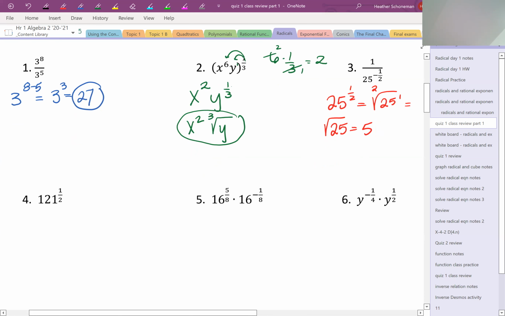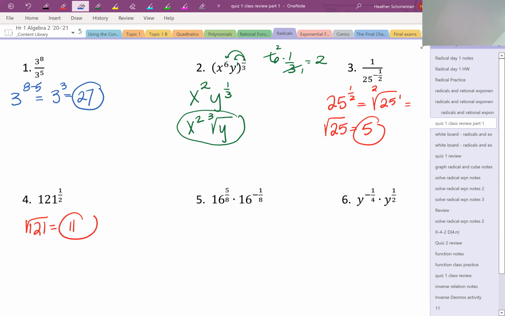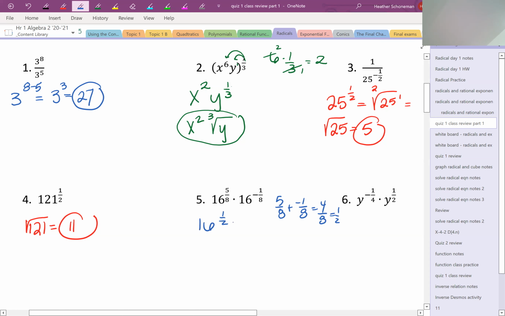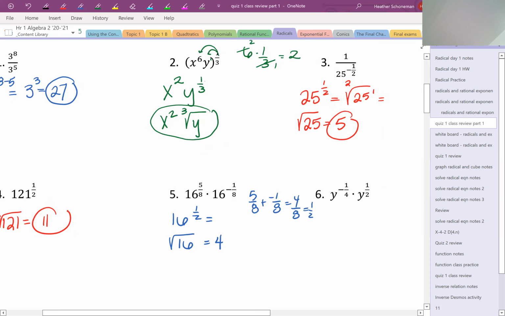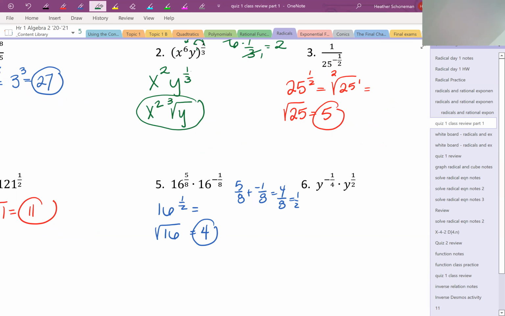Okay, so number 4, it's to the 1/2 power. So that means it's the square root of 121, which is just 11. Number 5 is a little bit different. Not hard, just different. We are multiplying those things. Again, the bases are the same. They're both 16. So the rule is that when the bases are the same, we're going to add the exponents. So we're going to have 5/8 plus negative 1/8, which is 4/8, but that's just really 1/2. So I have 16 to the 1/2 power, and we should know that means the square root of 16, which is 4.